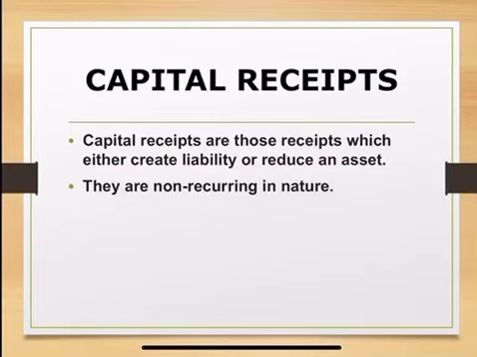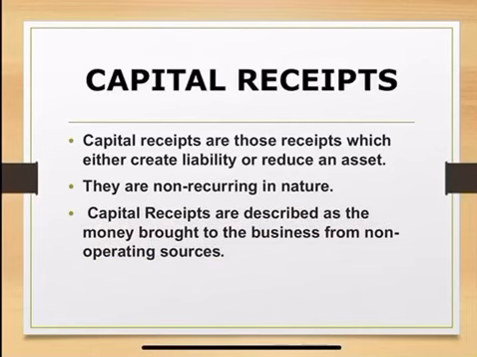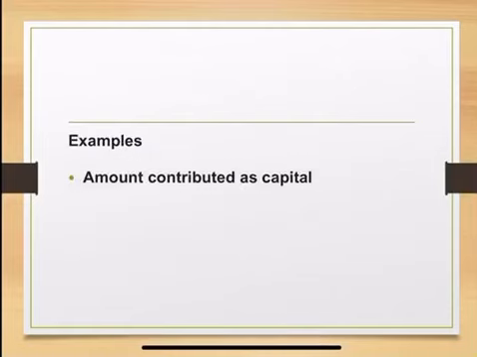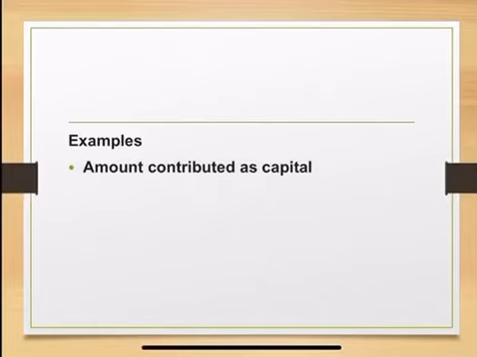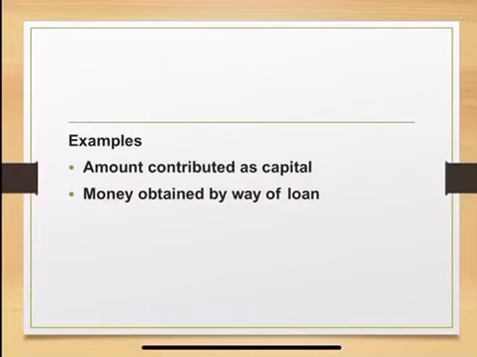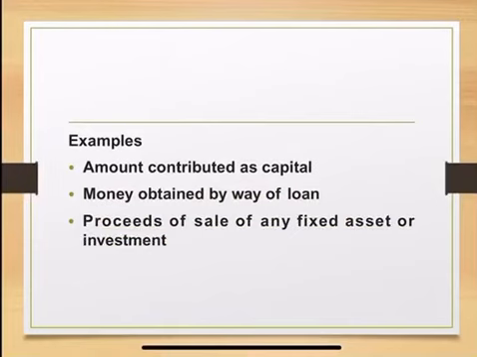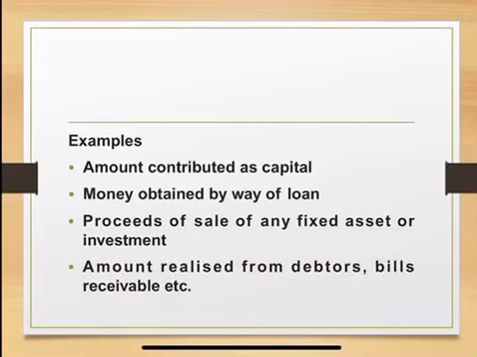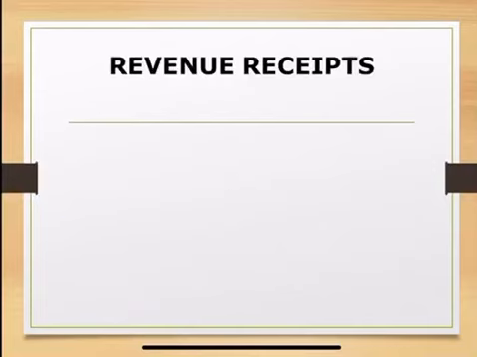These are non-recurring in nature, and these are actually described as money brought to the business from non-operating sources. So examples of these receipts are like amount contributed as capital, money obtained by way of loan, proceeds of sale of any fixed asset or investment, amount realized from debtors or bills receivable.